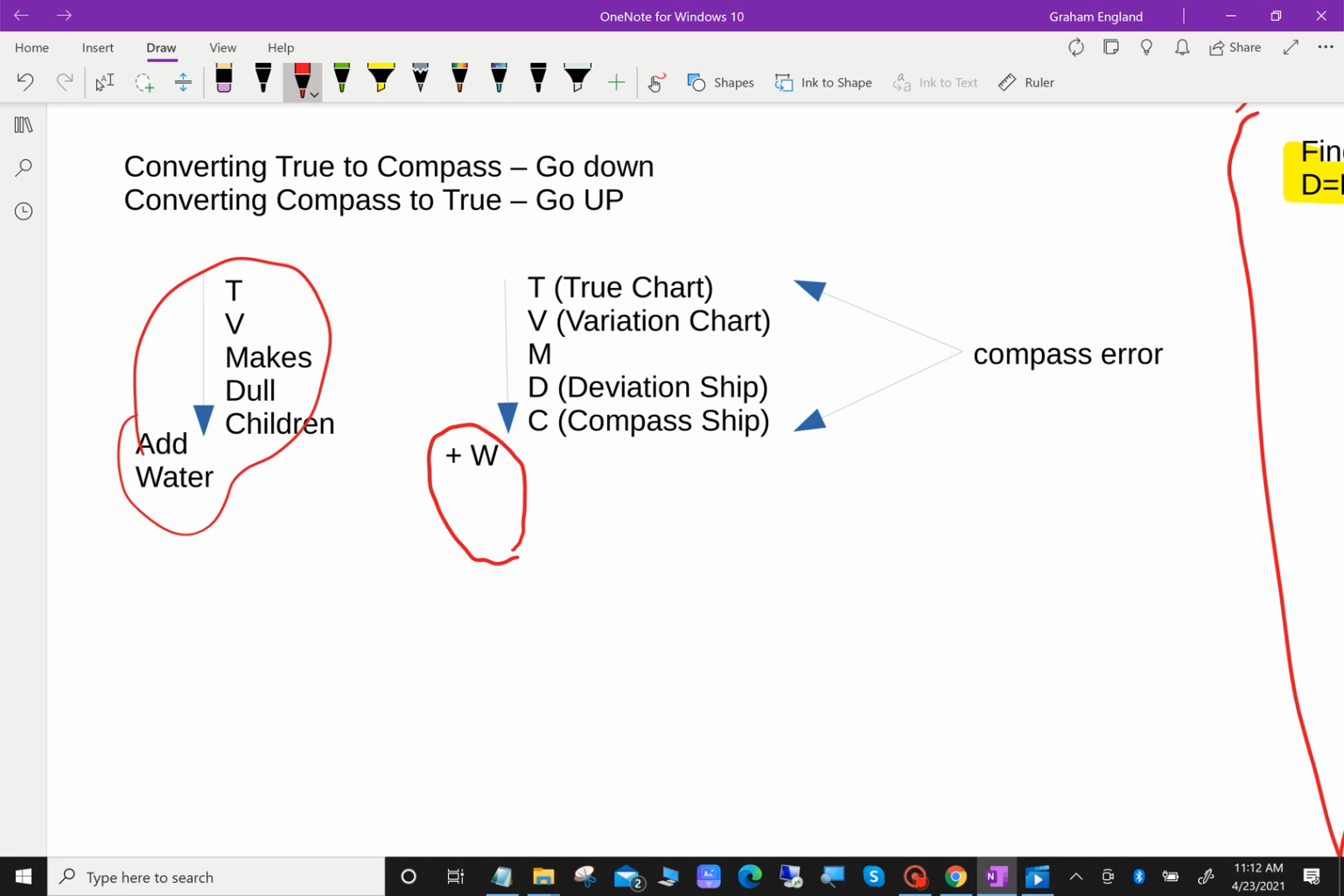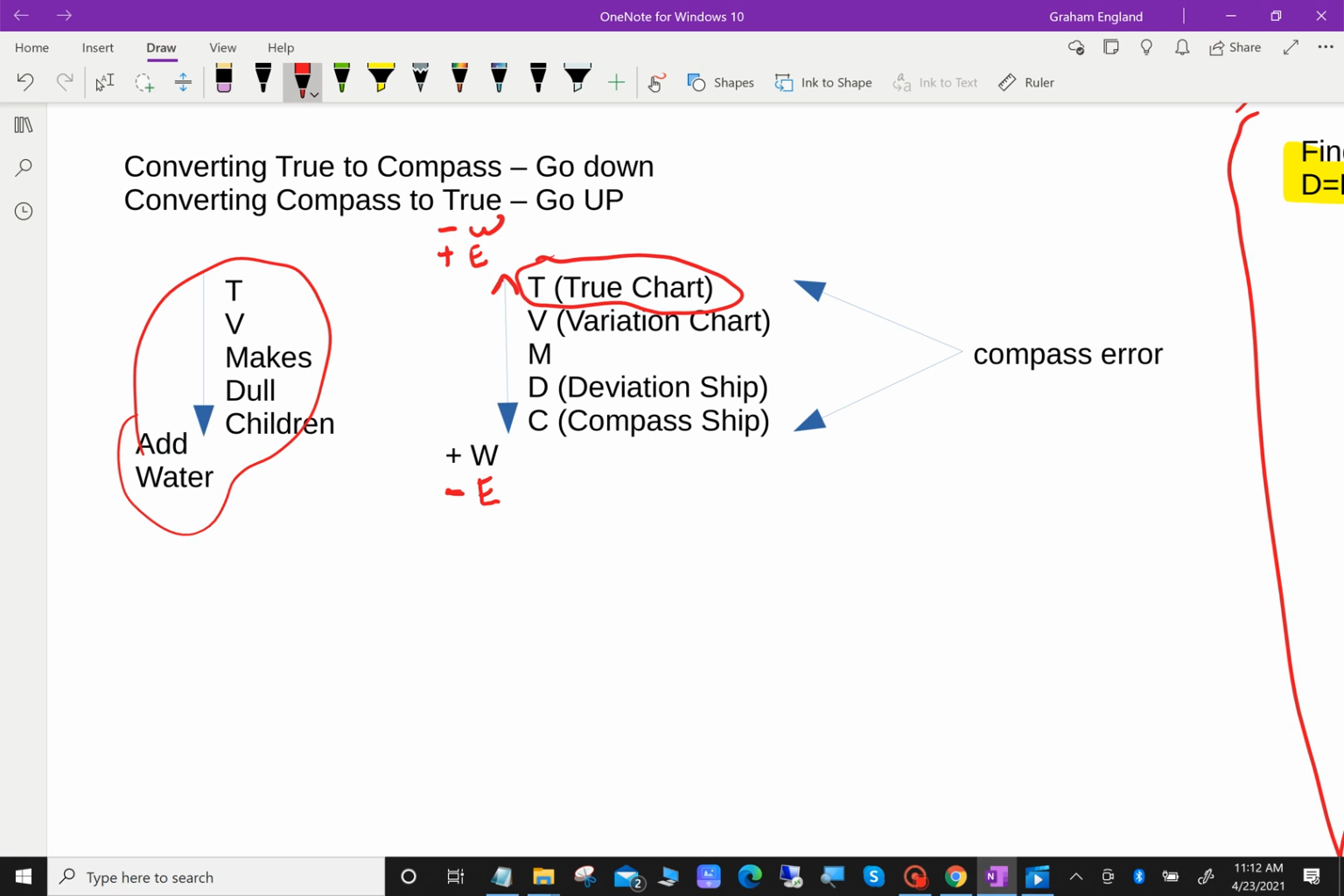So if you're going down and that plus W means plus west, because they're going to give you things in west and east. So if you're adding west when you're going down, you would subtract east. Then you would put at the top the opposite of what you have down here. So you would subtract west, add east. Okay.